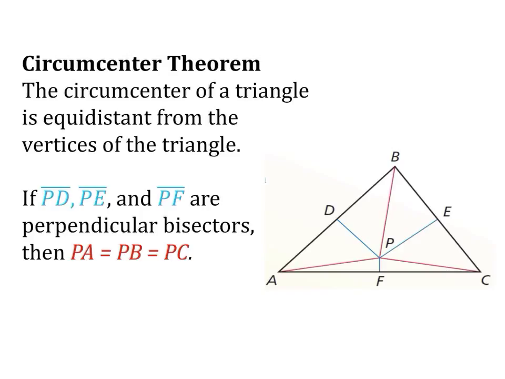The circumcenter of a triangle is equidistant from the vertices of the triangle. This means that if segment PD, segment PE, and segment PF are perpendicular bisectors, alright, so I added the perpendicular symbols, then PA equals the length of PB, which equals the length of PC. So all our red segments are congruent.